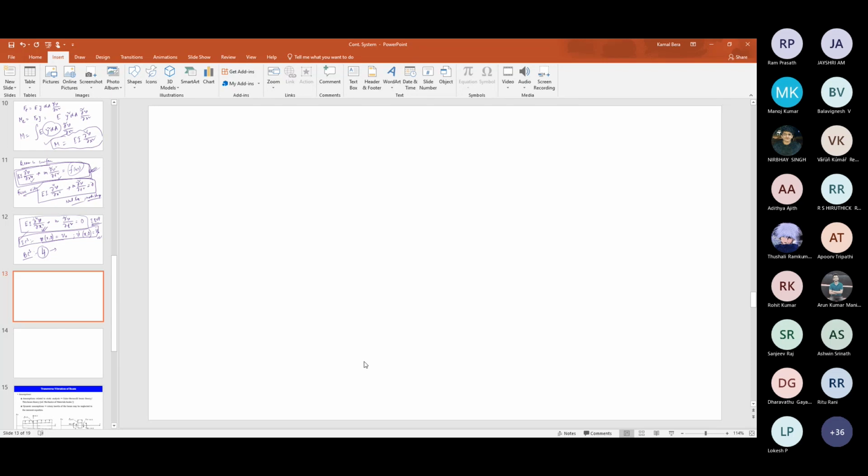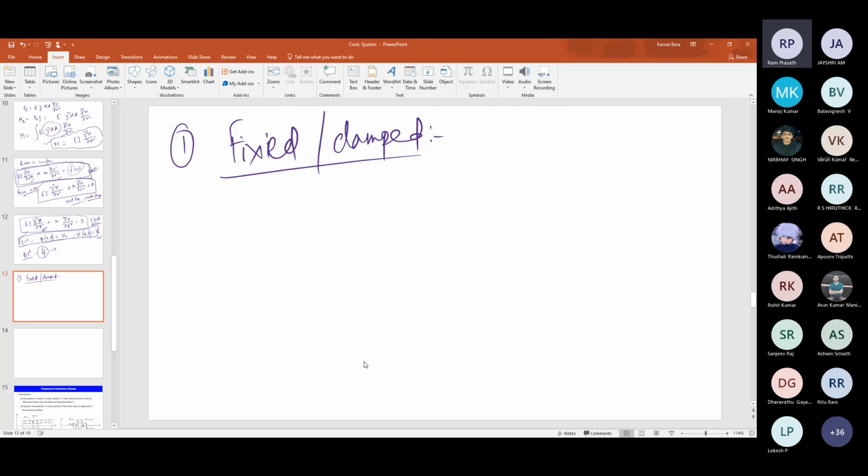Let's say the boundary is a fixed boundary, also called the clamped boundary condition. Quickly tell me what will be the 2 boundary conditions for the fixed end? The slope and the displacement should be 0. That means V equal to 0 and ∂V/∂x equals 0. Correct? Yes, sir.